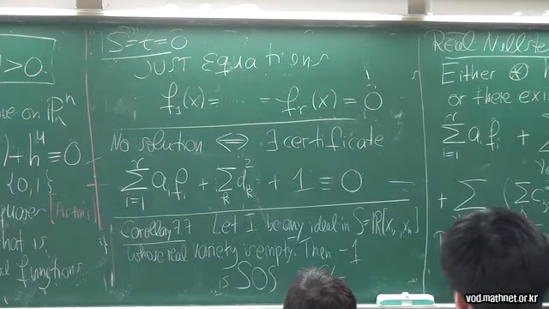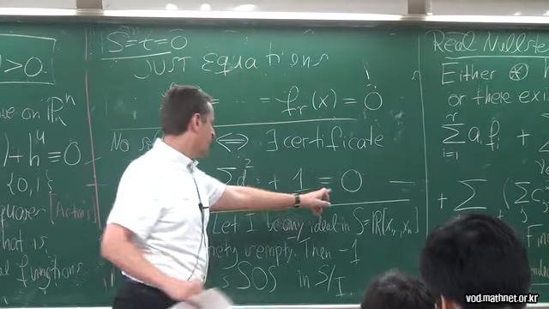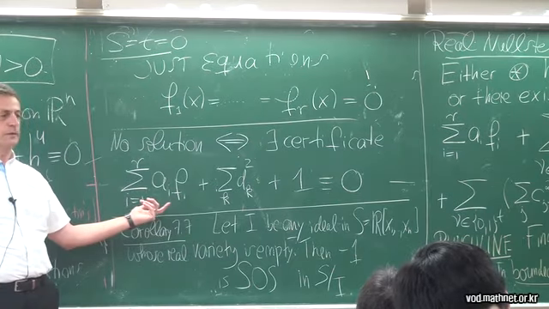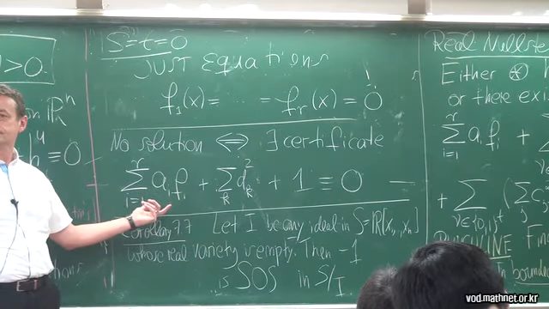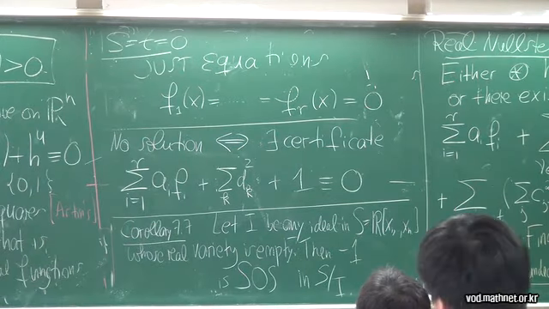Okay. Right, so we bring 1 on the other side, right? Then minus 1 is a sum of squares mod the ideal generated by the f's. Okay, so that's a special case. If S and T are 0, and the only problem is the degree bounds, right?